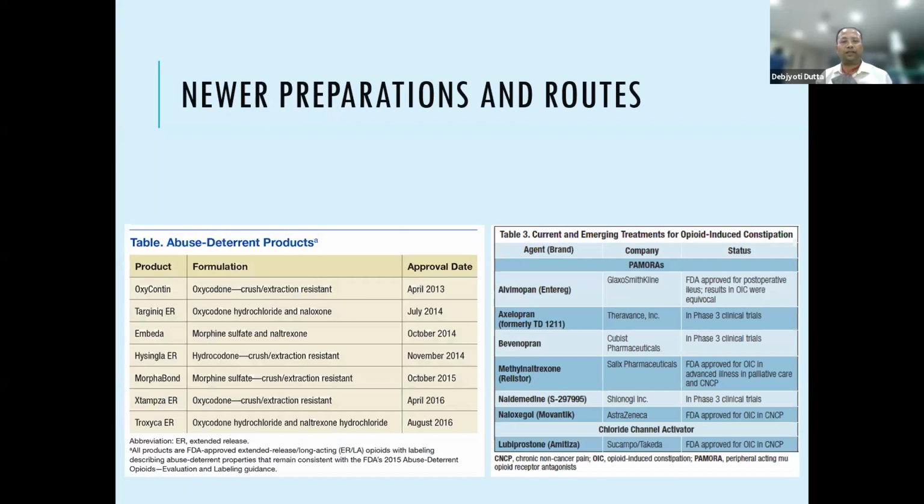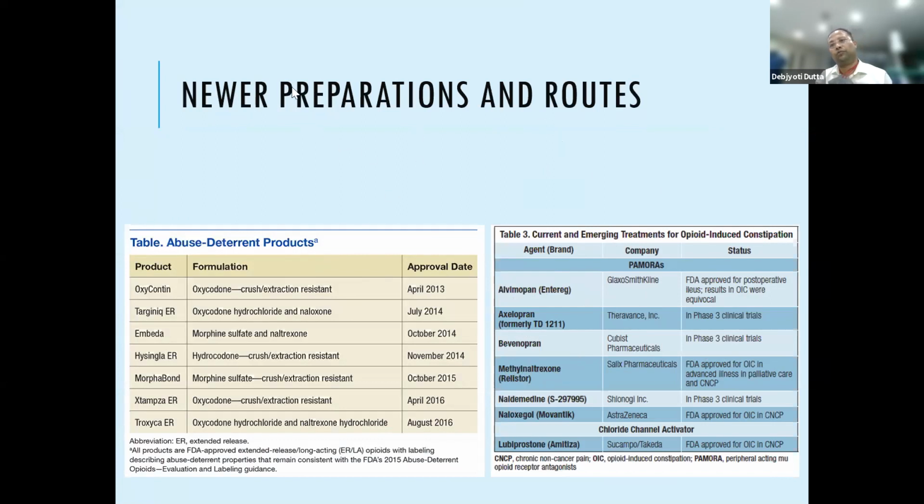There are newer preparations coming, as I told you, because opioids cause constipation. So there are some peripherally acting opioid antagonists which don't cause constipation. Methylnaltrexone is one of them. So these things are used. There are also some abuse deterrent products.